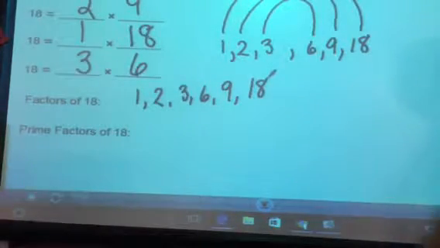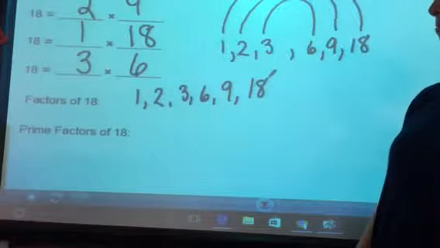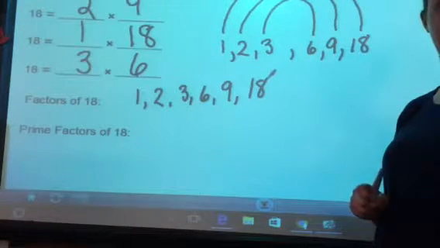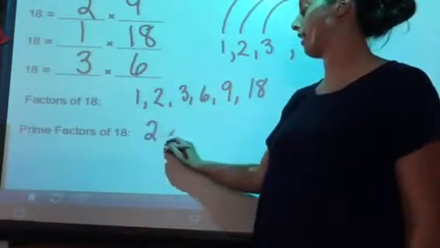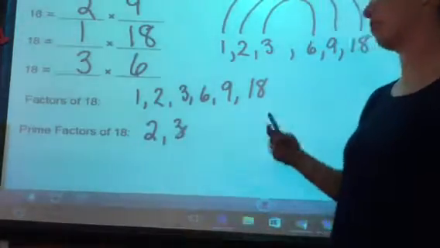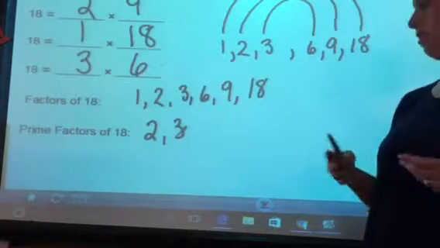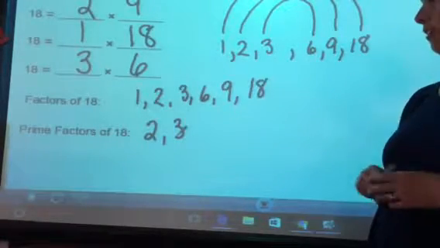Then what they're asking us to do is to pick out the prime factors. And a prime factor is a number that has exactly 2 factors, 1 and itself. So the only 2 prime factors in this list are 2 and 3, because 2's only factors are 1 and 2, and then 3 has 1 and 3.